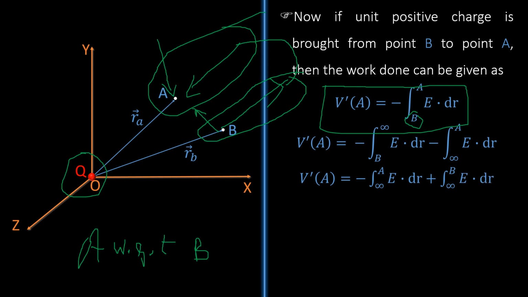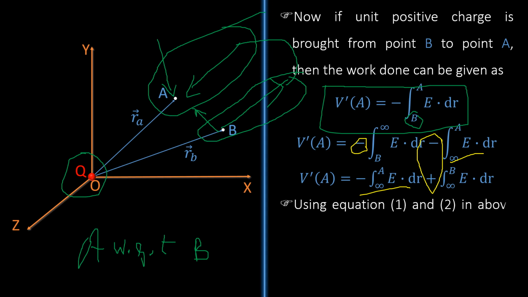What is the change made here? Just this. Instead of infinity to A, the integration, this second term is brought here, and instead of B to infinity integration, we have mentioned infinity to B. So this negative sign will become positive. Now here we know that infinity to A is VA and infinity to B integration is VB. So V prime A can be written as VA minus VB.